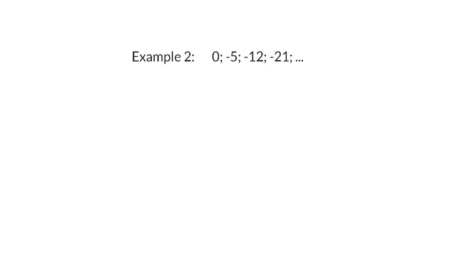Let's look at example 2. First, we want to see if this is a quadratic number pattern. So we say negative 21 minus negative 12. The term on the right-hand side minus the term on the left-hand side. Always go that way, not the other way. So minus 21 plus 12, that gives me negative 9. Okay, so the first difference is negative 9.